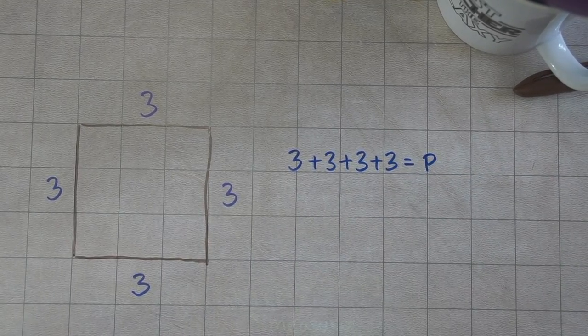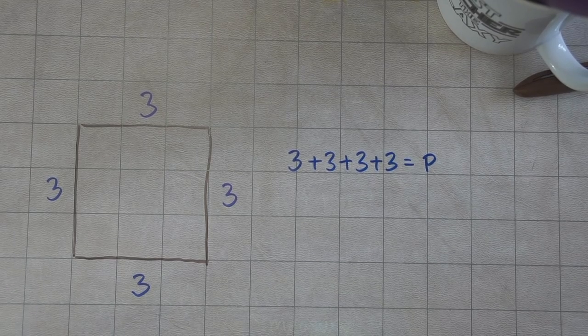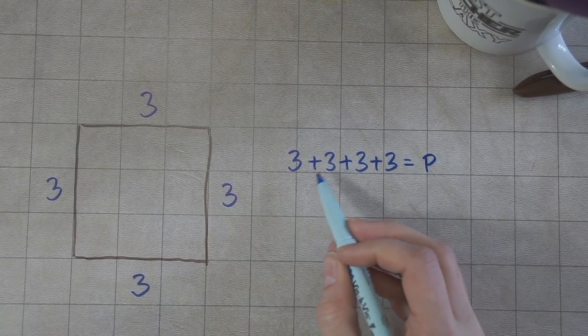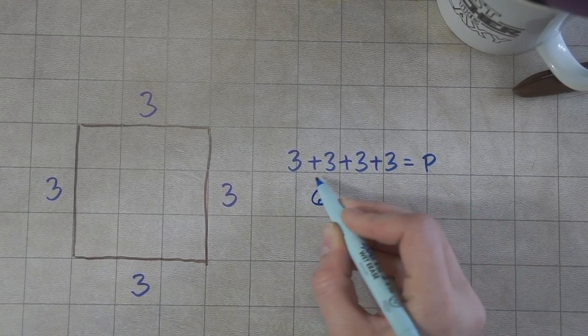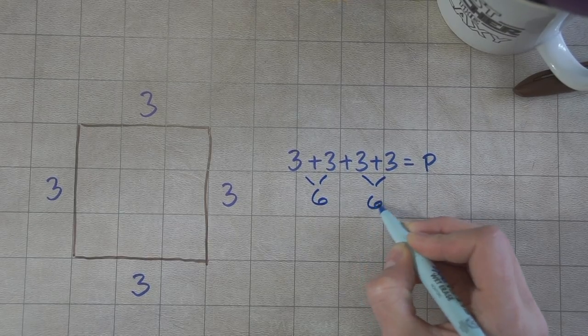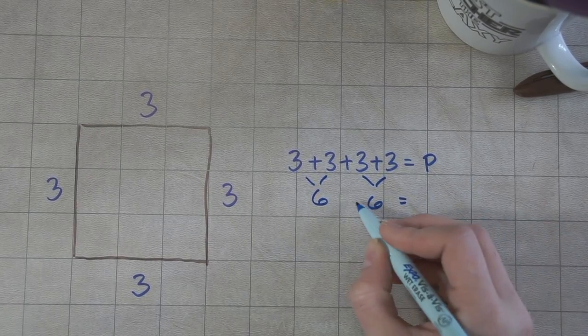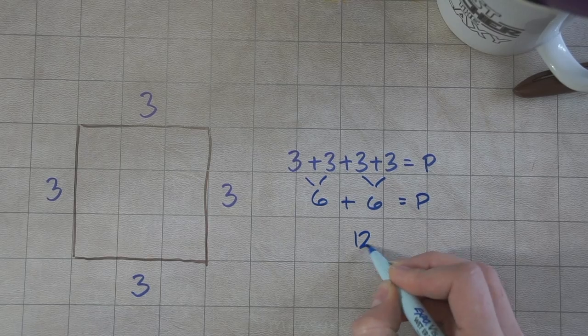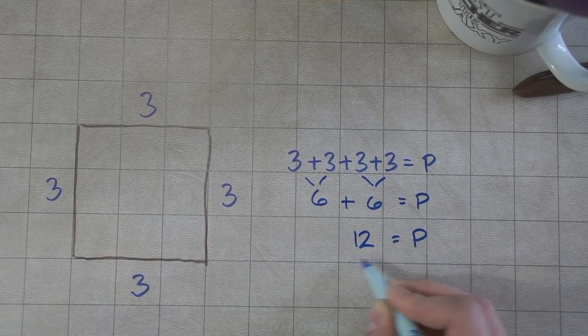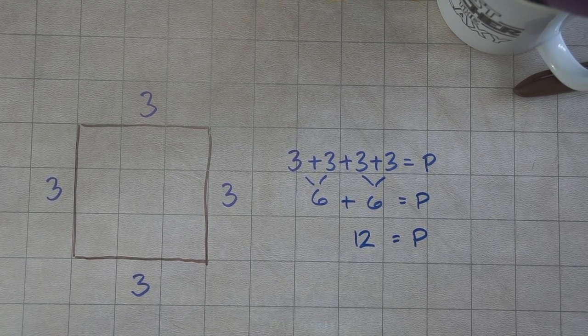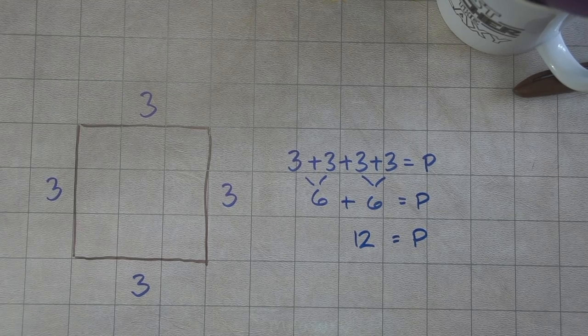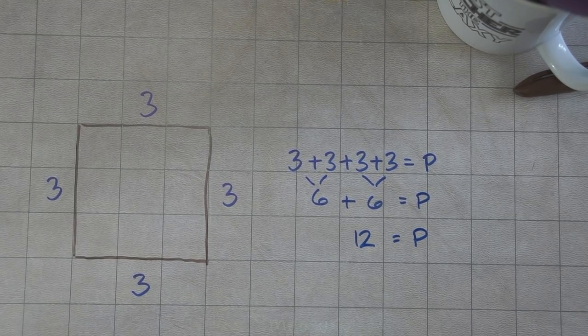Take a moment and see if you can figure this one out before me. Are you ready? Okay, on this one I could go 3 plus 3 is 6, and this 3 plus 3 make another 6, and then all together the perimeter is 12. That's interesting. The perimeter is the same as our last shape, but the shape is different. That can happen sometimes when you're doing area and perimeter.